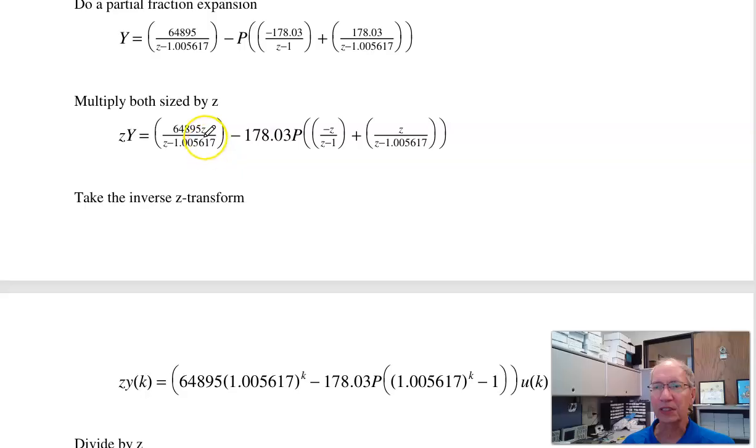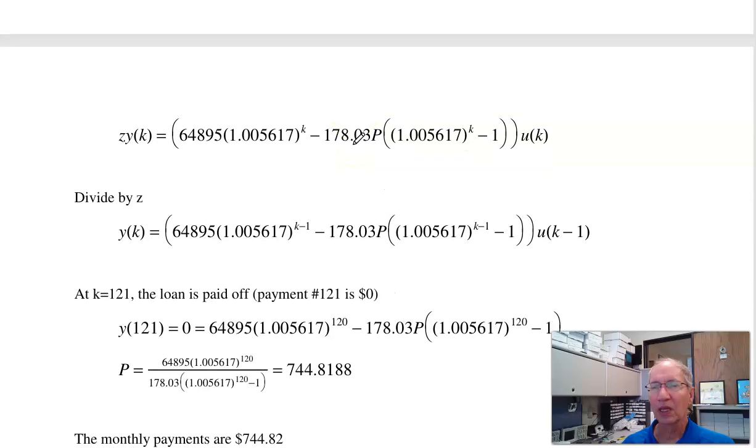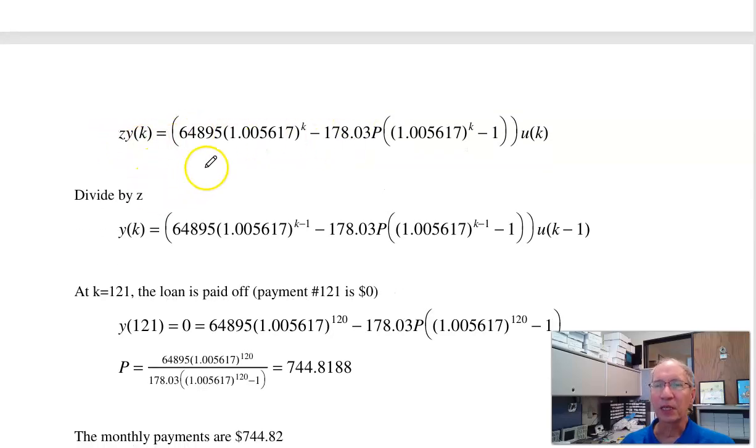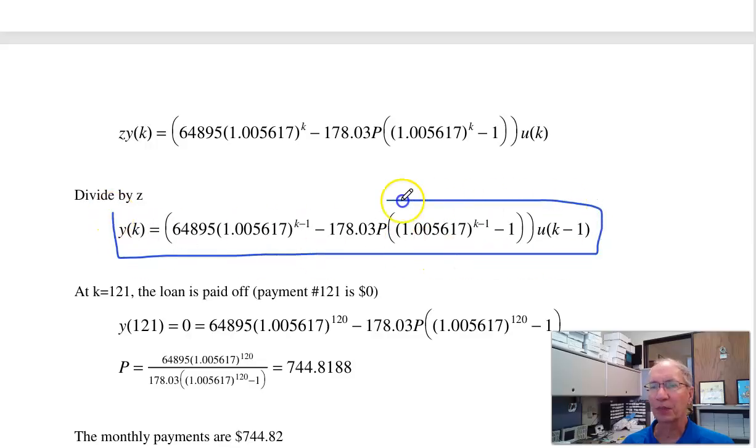So this is 6489 times 1.005 to the k minus 178 p times 1.05 to the k minus 1. Divide by z. That means delay everything by 1. All the k's go to k minus 1. And this is how much I owe at month k.